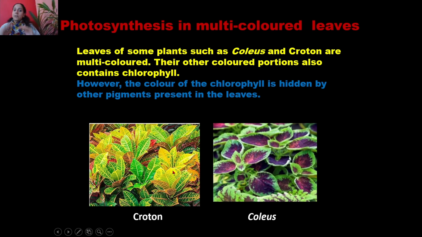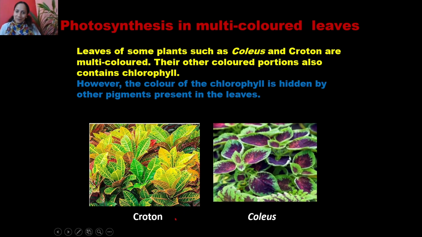Now, till this point, you know that for photosynthesis, chlorophyll is a must. But you must be thinking that if the leaf is variegated, like croton, they have variegated leaves. Coleus, again, a variegated leaf. Some part is green, some part is violet, some part is brownish, maroonish. So how are they doing photosynthesis? Is the entire leaf doing photosynthesis, or only the green part? So we have to explore this now.